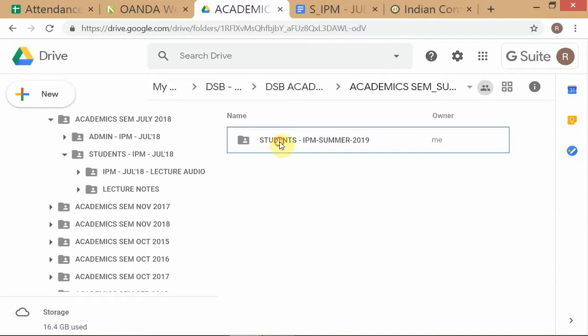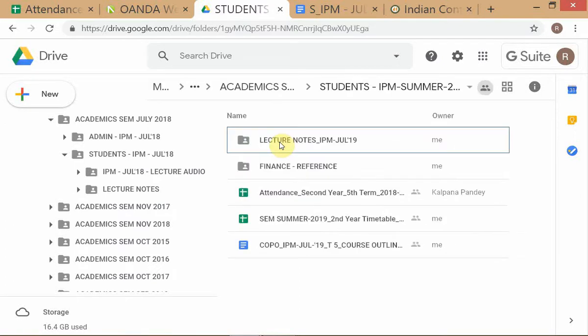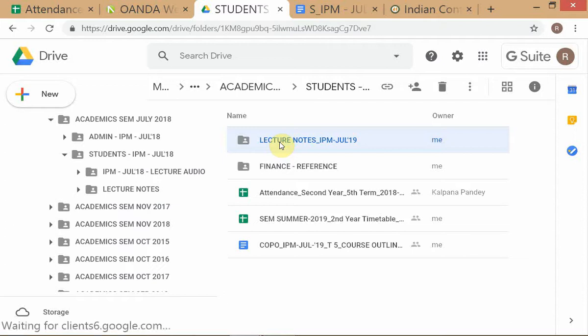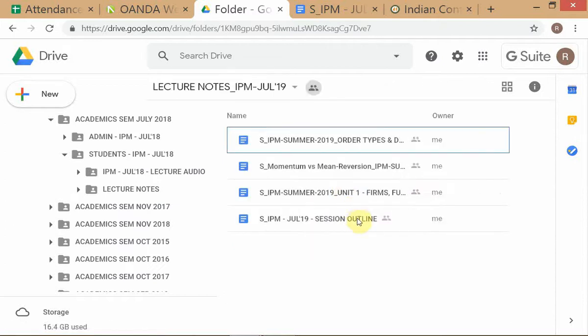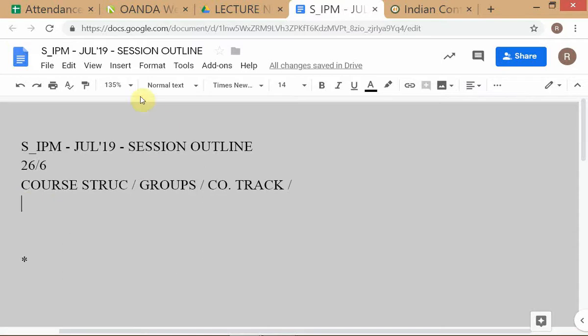Okay, so when you look at your student folder, you will find in your lecture notes a sheet called session outline, where I'll try to list out all the topics. It is a very rough sheet listing the topics we are discussing on a particular day. That will help you to keep track of things.